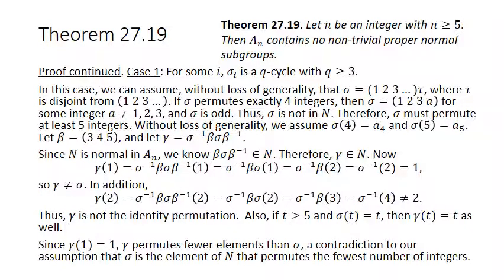Okay, so in case 1, we're saying that for some i, sigma_i is a q-cycle where q is greater than or equal to 3. So in this case, we can assume without loss of generality that we can write sigma in the following manner. It's the cycle (1 2 3 ...), we don't really know where it ends, it just starts with 1, 2, 3, and then tau, where tau is disjoint from the (1 2 3 ...) part. So basically, by saying that sigma equals this, we're saying this is going to be the sigma_i that we were talking about before, the cycle that has a length of 3 or greater. And then we're just smushing the rest of sigma into that tau part.